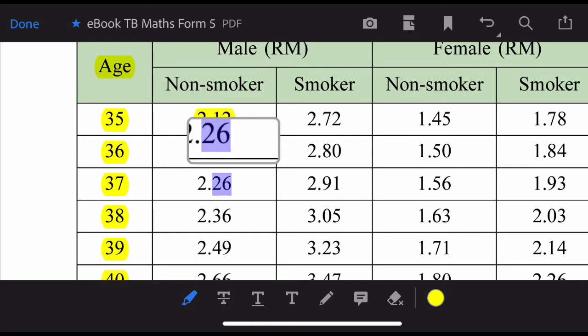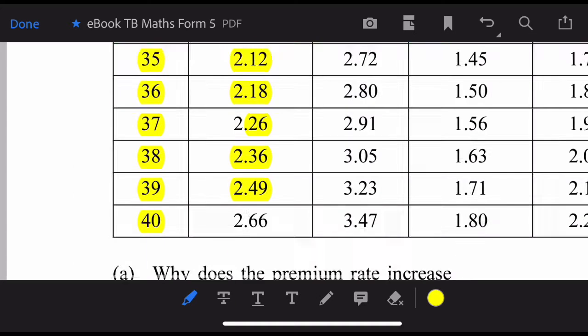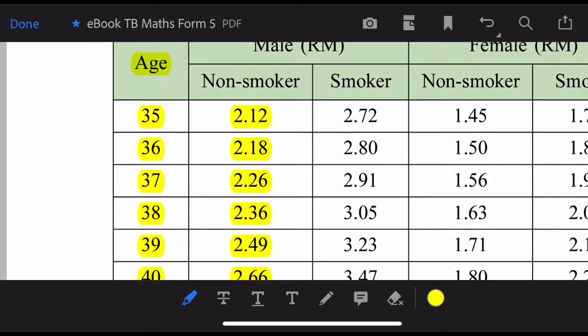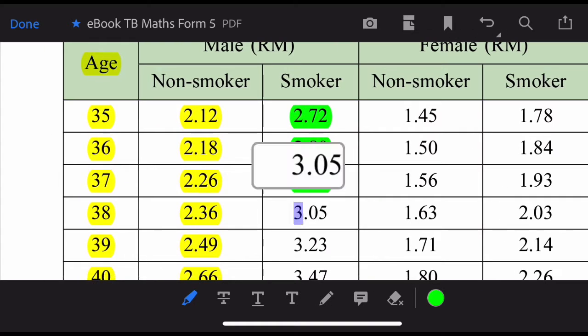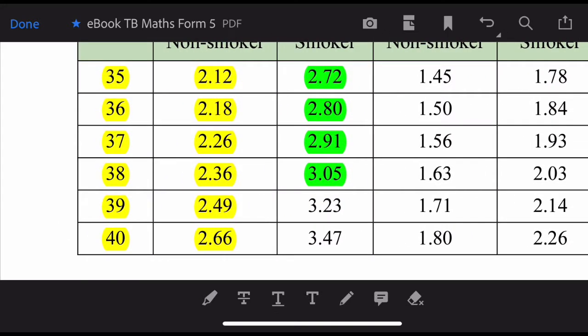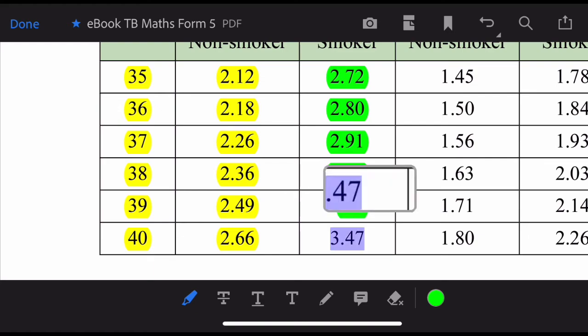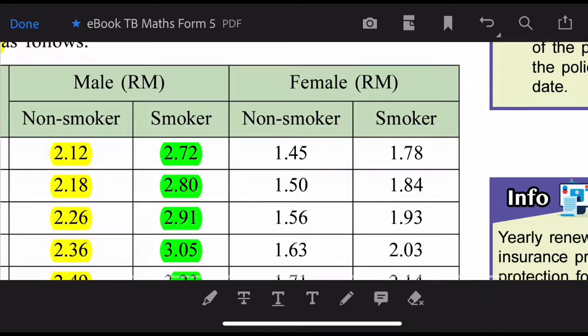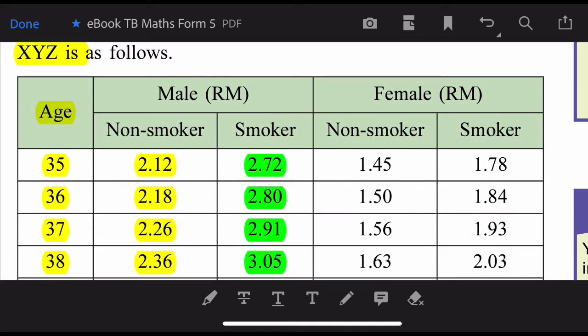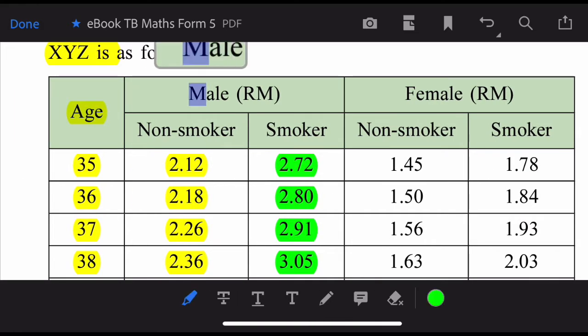and it will increase when the age increases. You see or not? The highest is 2.66, and it will be much higher if it is a smoker. Smoker will be 2.72, 2.80, 2.91, 3.05, 3.23, and then 3.47. It increases as age increases. This is meant for male. Male is higher than female, as you can see, and smoker is higher than non-smoker.